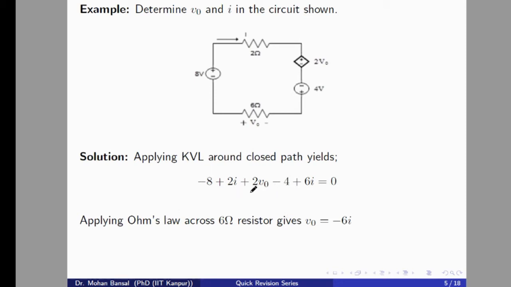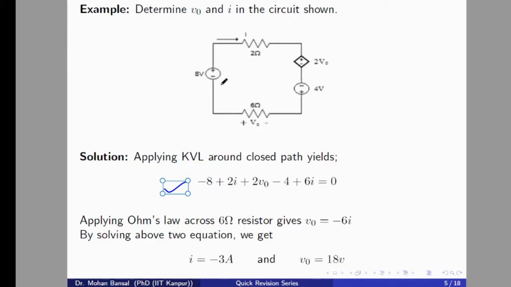So we have two unknowns, I and V0, and we can easily compute the values of V0 and I. After solving equation 1 and equation 2, we get the values I equal to minus 3 ampere and V0 equal to 18 volt. This equation we can also write like this: minus 8 plus 2I plus 2V0 minus 4 minus V0 is equal to 0. So V0 is equal to minus 6I, you can see.